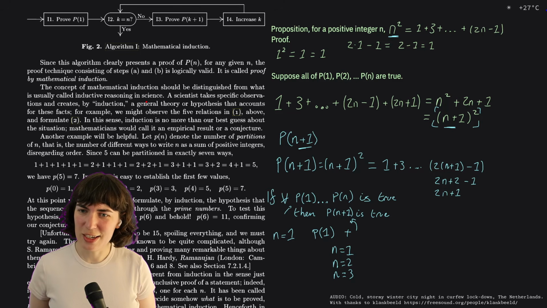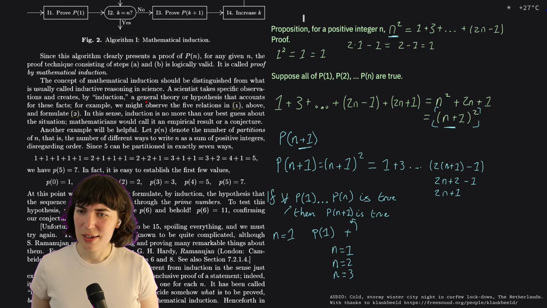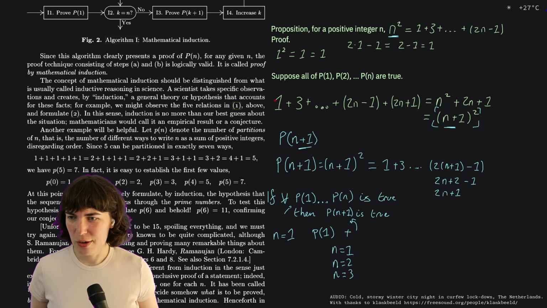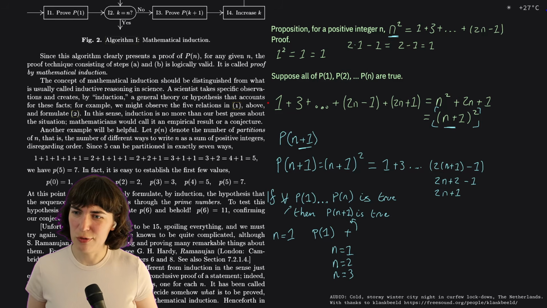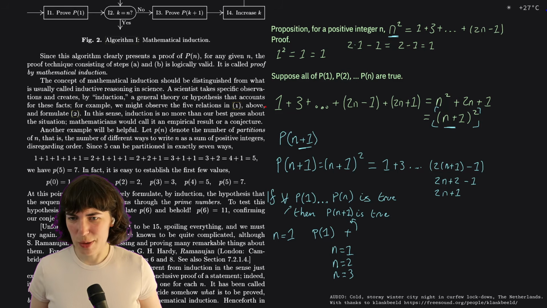A scientist takes specific observations and creates, by induction, a general theory of hypotheses that accounts for these facts. For example, we might observe the 5 relations in 1 above and formulate 2. In this sense, induction is no more than our best guess about the situation. Mathematics could call it an empirical result or a conjecture. Another example will be helpful.